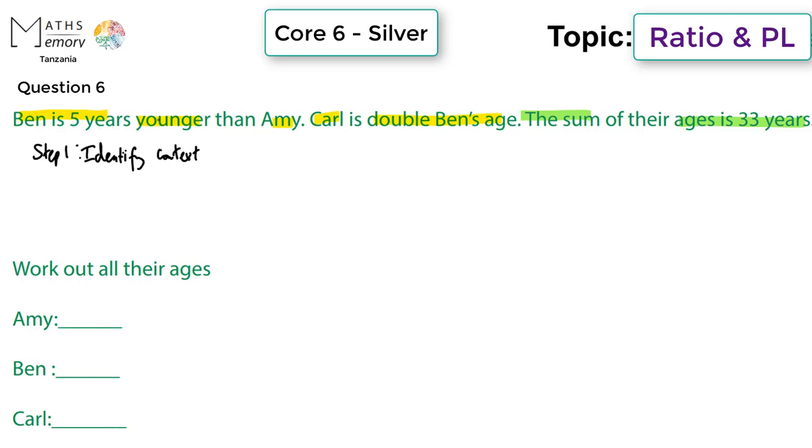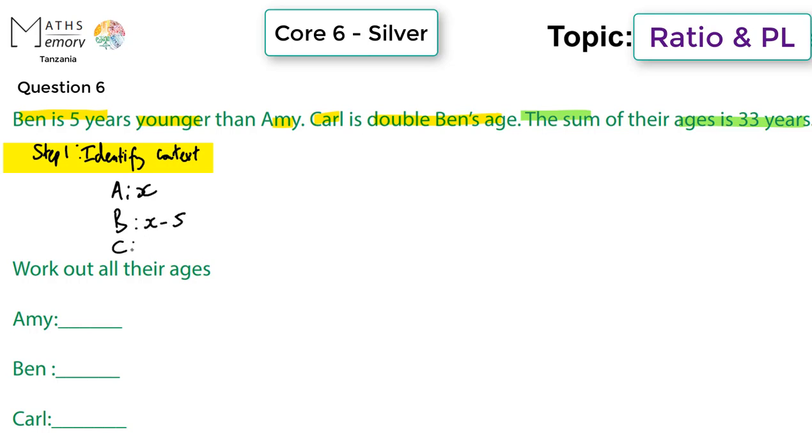Now, Ben is 5 years younger than Amy. We can't do Ben because that's relative to Amy. Carl is double Ben's age, so we can't do Carl because that's relative to Ben. You don't need to know Ben before, so Amy must be your base. So Amy has to be X. Let's do Ben. Now Ben is 5 years younger than Amy, so obviously he would be X minus 5.